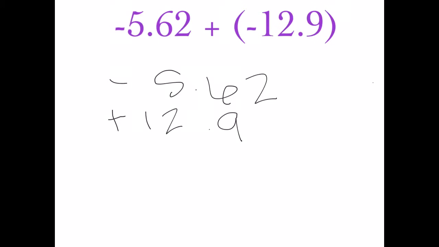To add negative 5.62 plus negative 12.9, the first step is you have to line them up vertically. Since there is not enough, you have to put zeros in as placeholders. Then you add like normal.